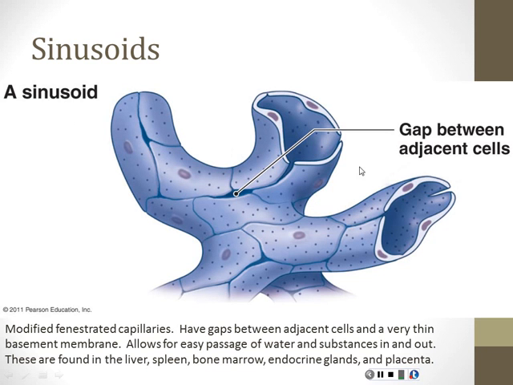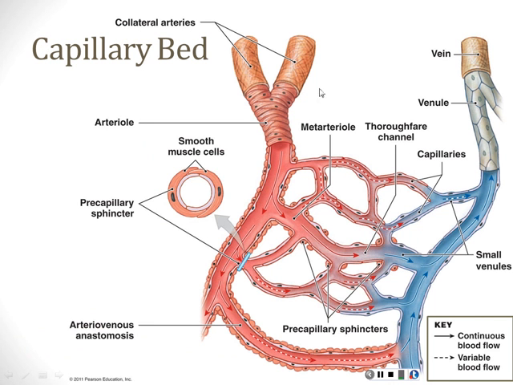All right, so the sinusoids. We don't talk very much about these, but we will see them in the liver. All right. And so capillaries never exist all by themselves. They're always part of a system called a capillary bed. And what a capillary bed looks like is, this region right here in the center, this is the capillary bed, particularly this spot. So feeding this complex network of capillaries, we're going to have an arteriole.